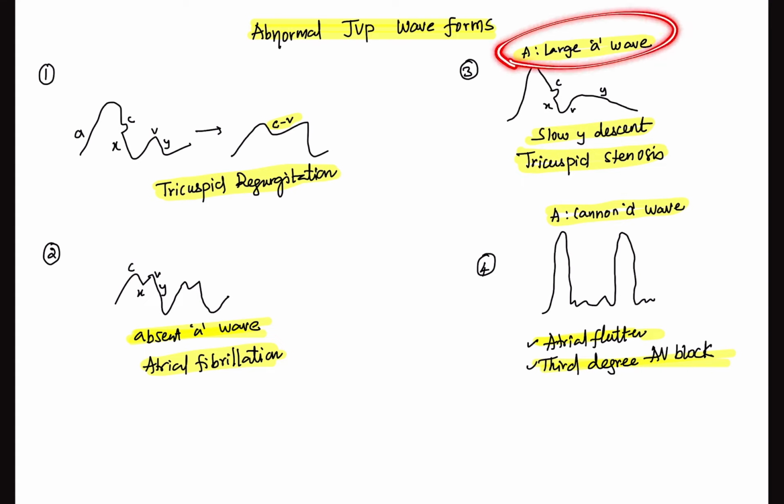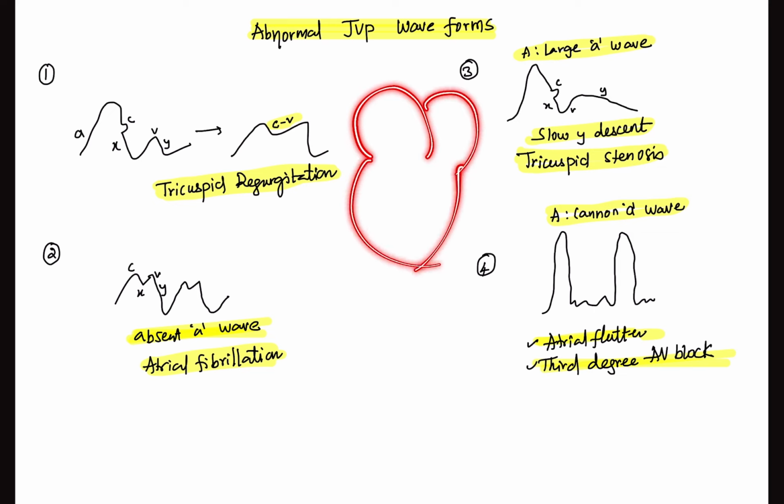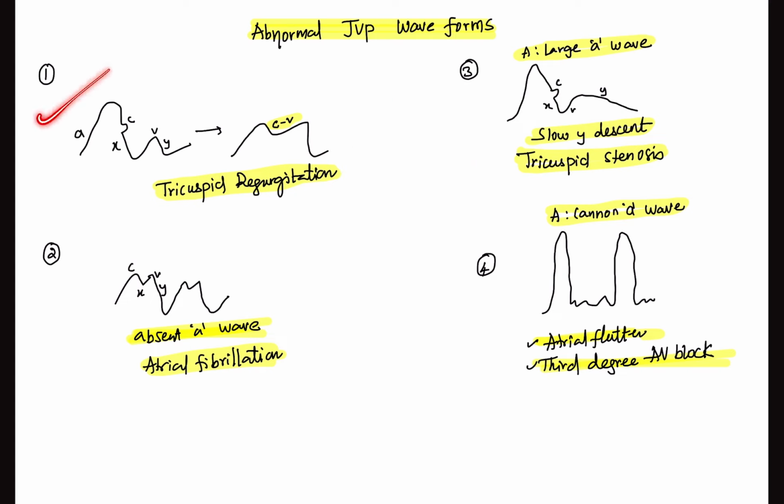So large A wave, slow Y descent in JVP signifies tricuspid stenosis, whereas CV wave signifies tricuspid regurgitation, and JVP is actually a right atrial pressure manifestation. So we only look at the tricuspid valve, not the mitral valve. So we're done with 4 major abnormal JVP waveforms.